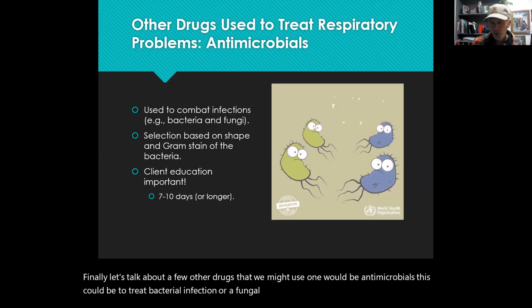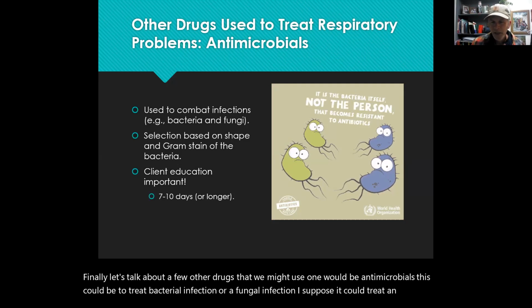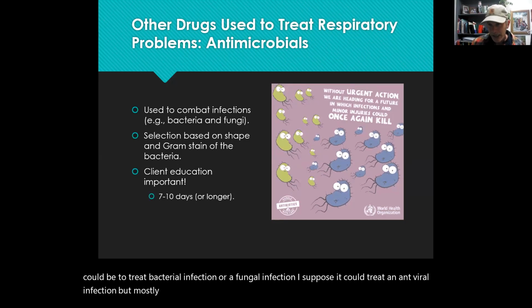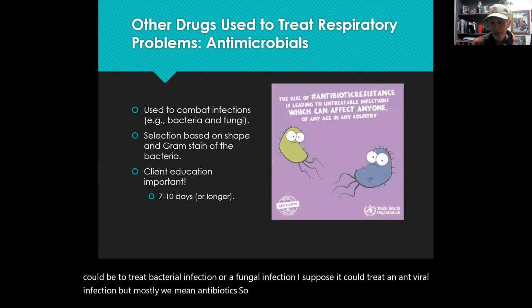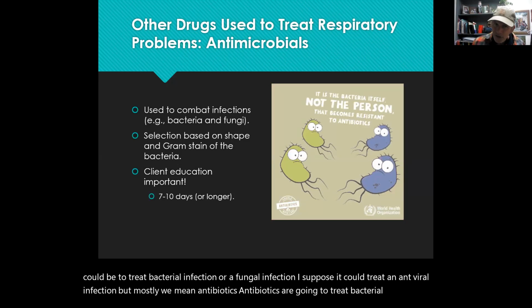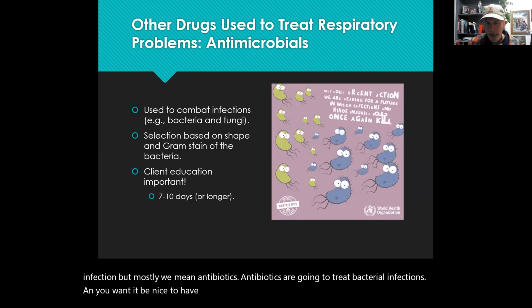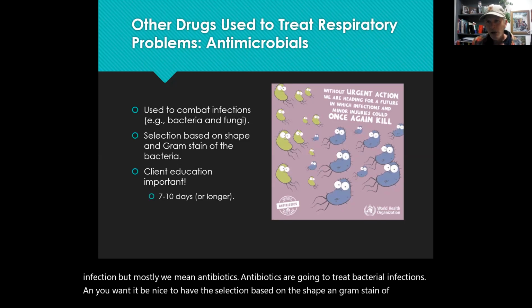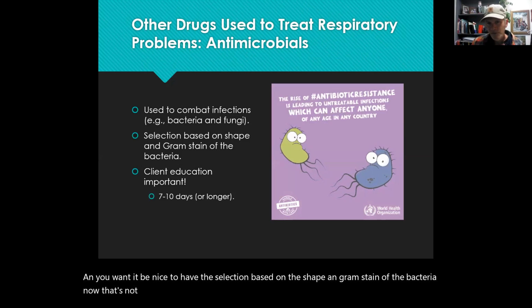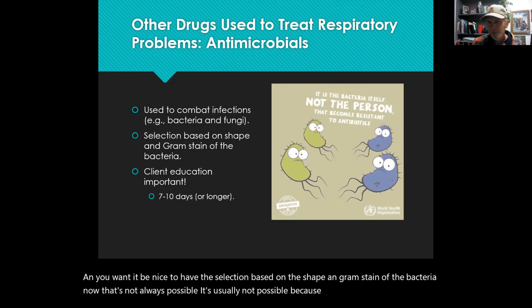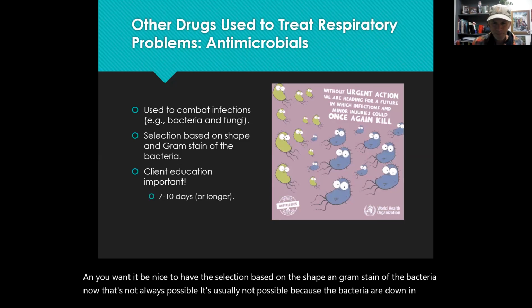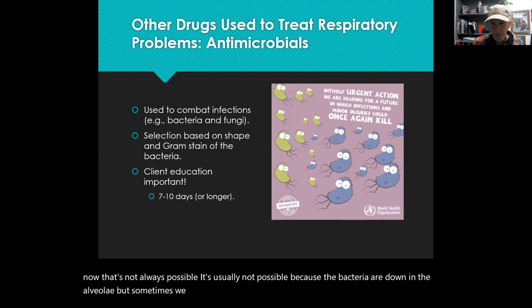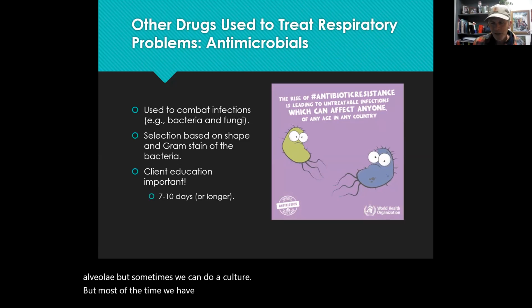I suppose it could treat a viral infection, but mostly we mean antibiotics. So antibiotics are going to treat bacterial infections. And it'd be nice to have the selection based on the shape and gram stain of the bacteria. Now, that's not always possible. It's usually not possible because the bacteria are down in the alveoli. But sometimes we can do a culture. But most of the time we have to make the selection based on the most likely bacteria.